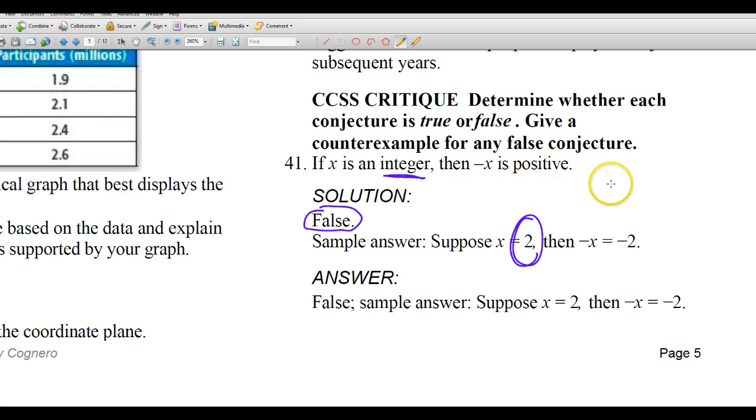So consider the case of 3. If I take the opposite of 3, do I get a positive? No. I get a negative. So 3 is another counterexample.